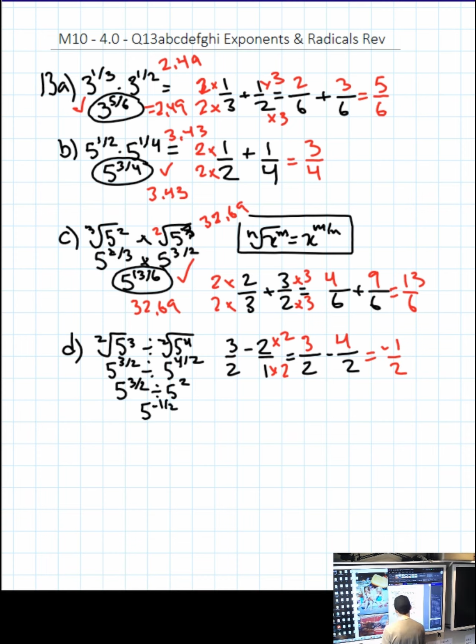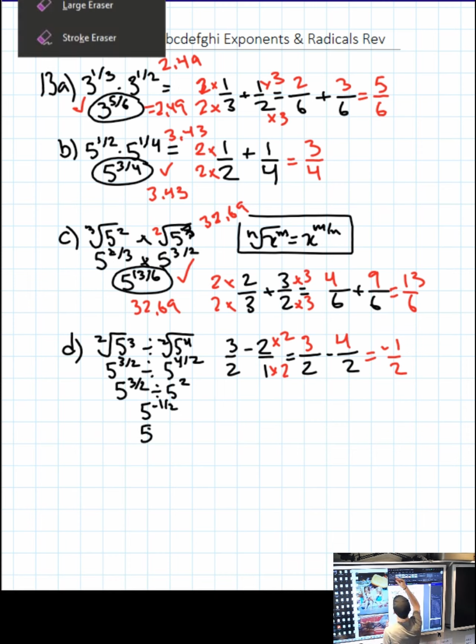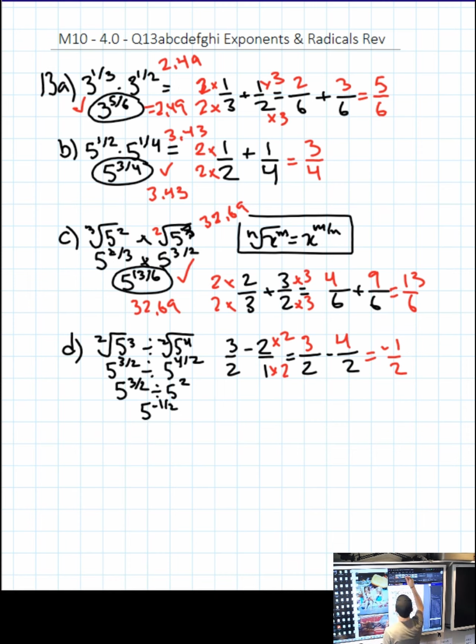Now we don't want to leave it with negative exponents, so it's equal to 1 over 5 to the 1/2, also equal to 1 over the square root of 5. Circle your answer. In grade 11, we're going to learn to not leave a square root on the bottom. But good. Sorry about that last error on that last question.